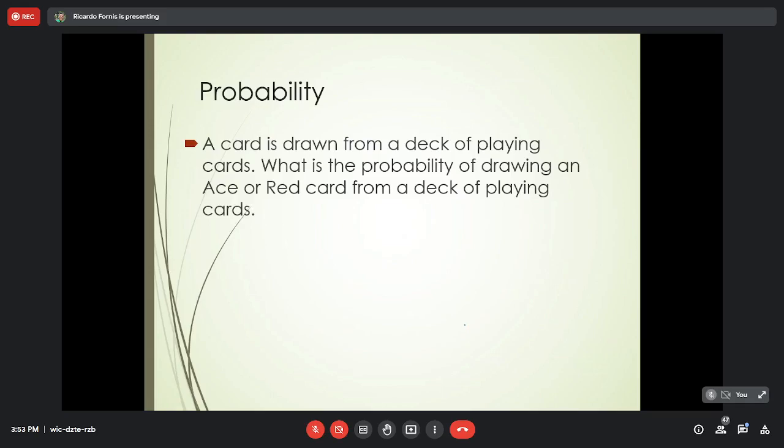Okay, what about this? A card is drawn from a deck of playing cards. What is the probability of drawing an ace or red card from a deck of playing cards? You get one card. What is the probability of drawing an ace or red card from a deck of playing cards? Okay, can you try to answer this very quickly? And then again, you can type your answers at the chat box.